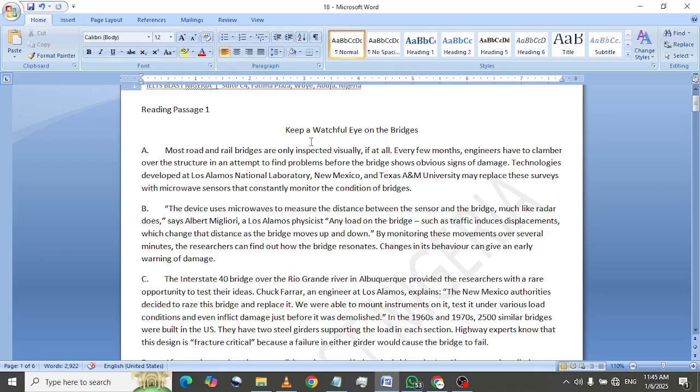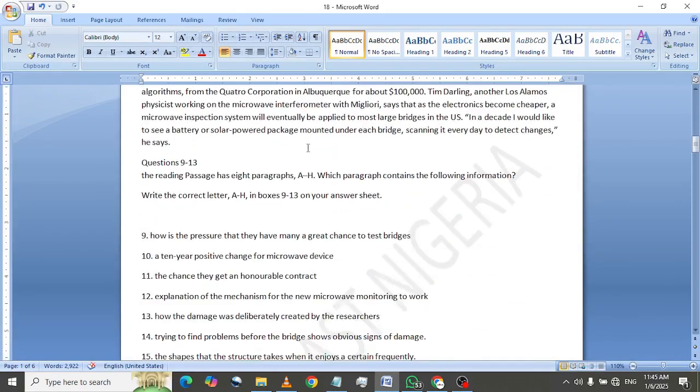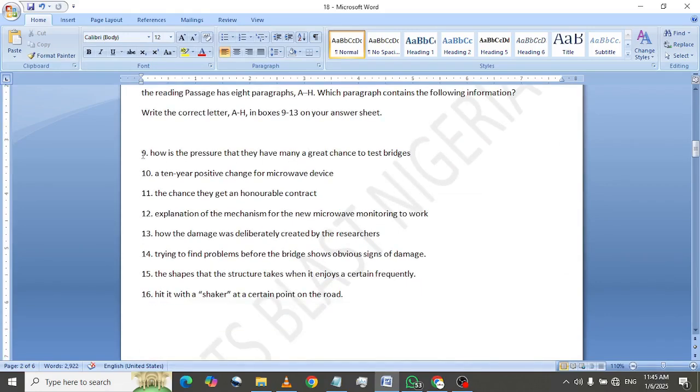Now, for matching information, the first thing you need to do is go straight to the question and read all the questions first. The reason why you should do that is that all the answers are scattered in the passage. So that is the reason why you need to first of all go through all the questions.